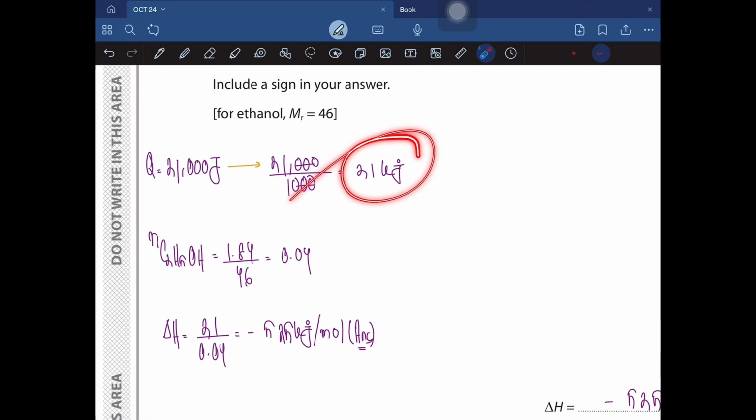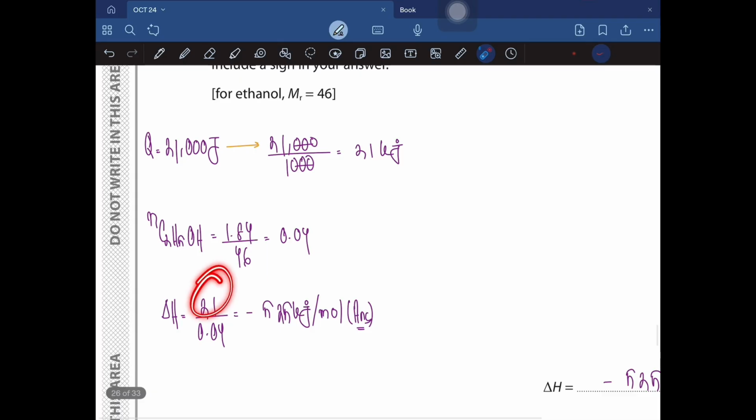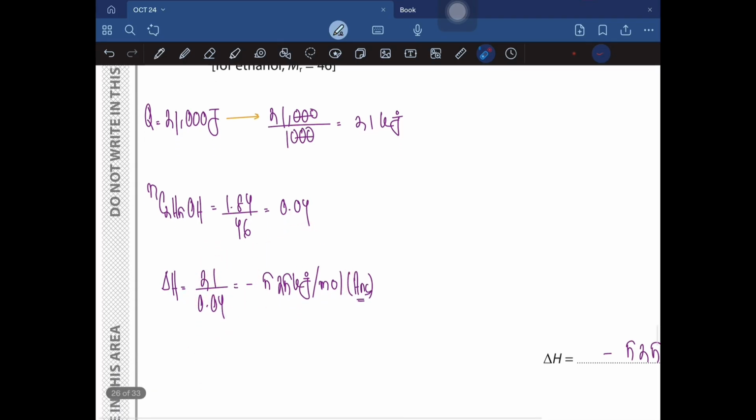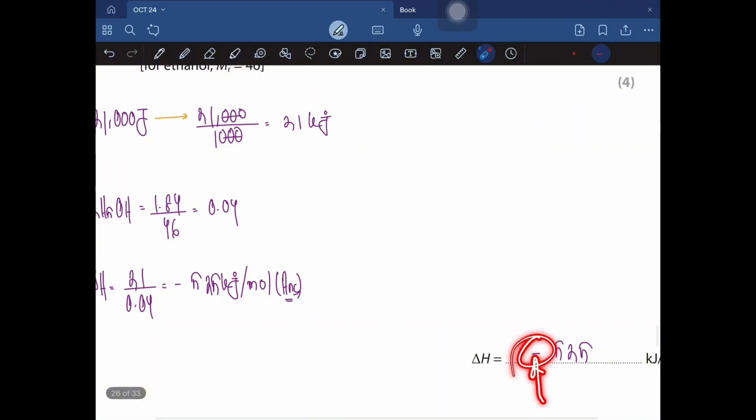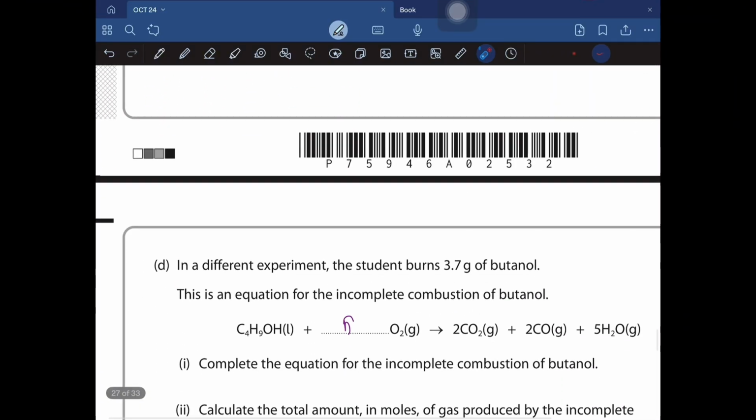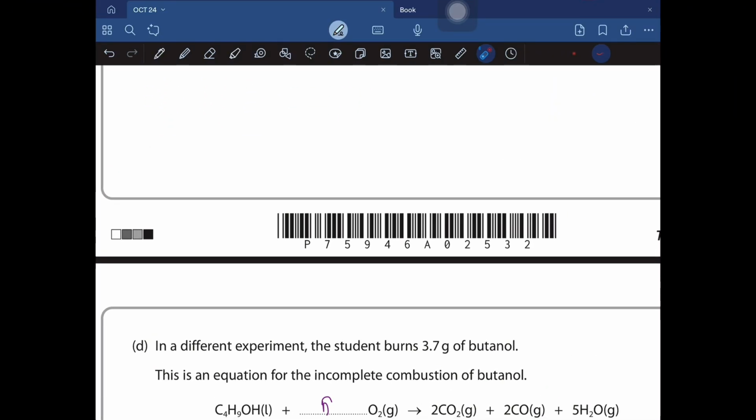Q is this kilojoule, n of ethanol is this, and delta H is kilojoule per mole. 21 divided by 0.04, that is minus 525 kilojoule per mole. Do not forget to include this sign, right? So moving on, in a different experiment, the student burns 3.7 grams of butanol.